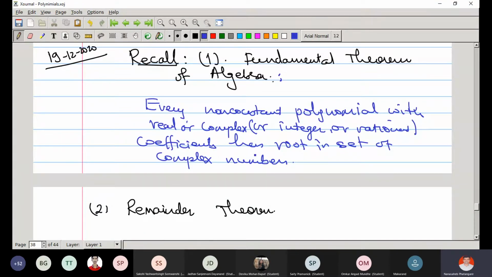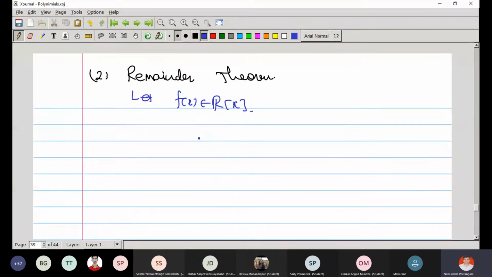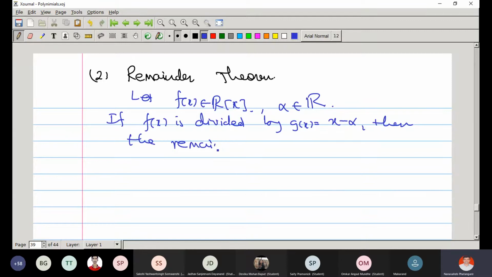Also, we saw the remainder theorem. So what is the remainder theorem? If f of x is a polynomial with real coefficients, right, and alpha is a real number, then if f of x is divided by g of x equal to x minus alpha, the remainder is f of alpha. So you evaluate f at alpha, and that is the remainder.